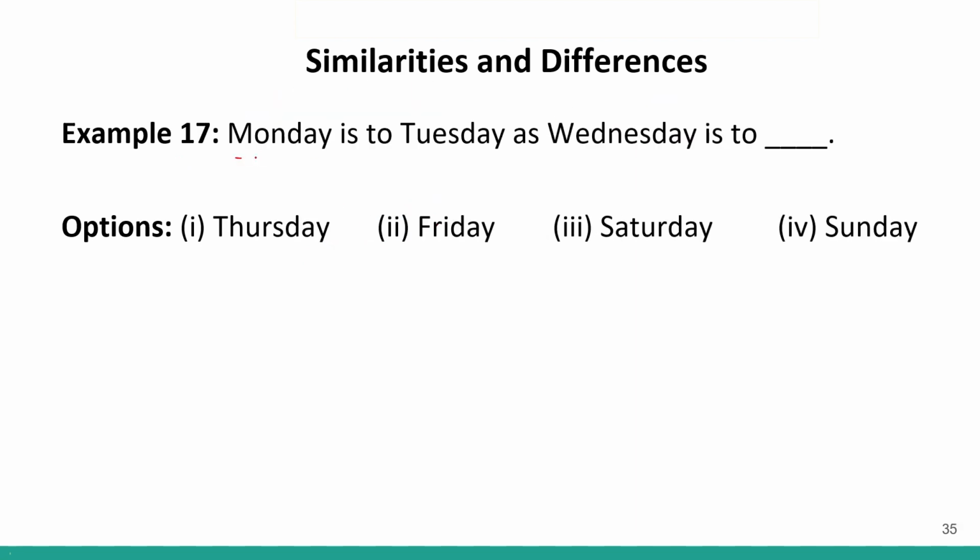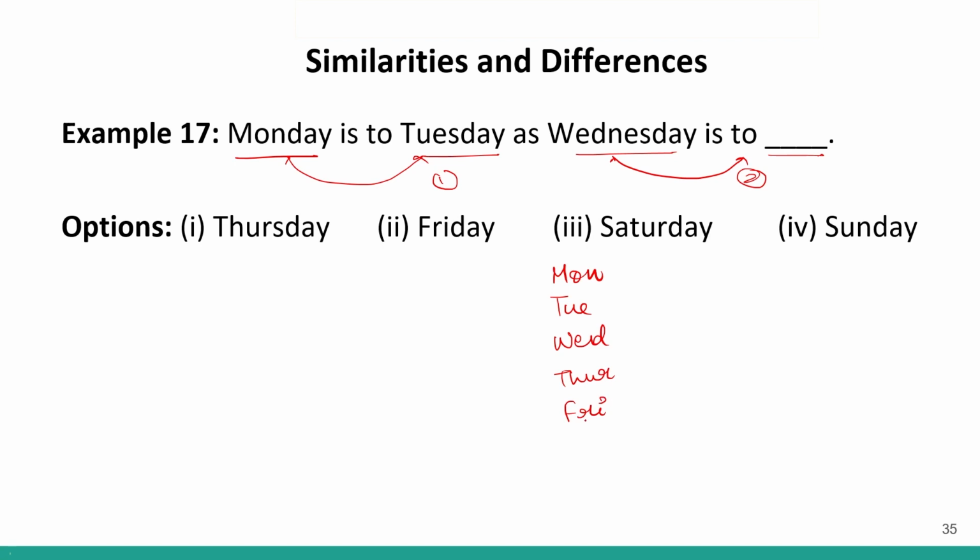Now, Monday is to Tuesday as Wednesday is to what? So this is the first pair and this is the second pair. So if you look at the names of the days of the week, Monday, Tuesday, Wednesday, Thursday, Friday, Saturday, and then we get Sunday. So the logic is that Tuesday comes after Monday. Similarly, we have to find a day which comes after Wednesday. So after Wednesday, we have Thursday. So our answer will be option number 1, Thursday.